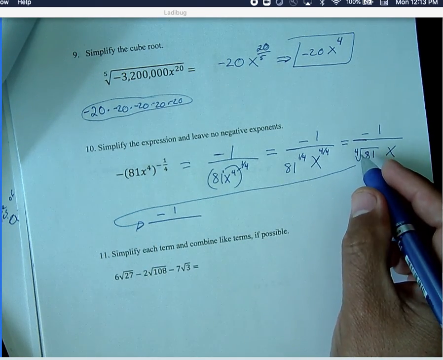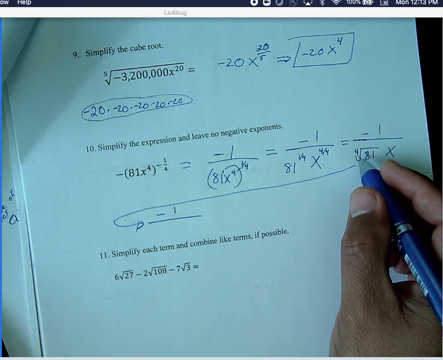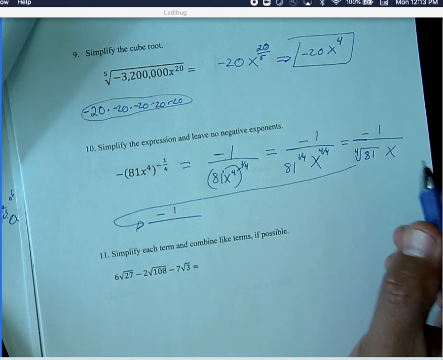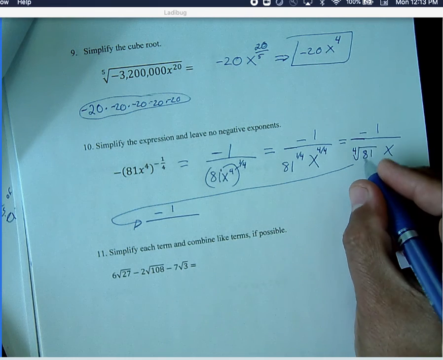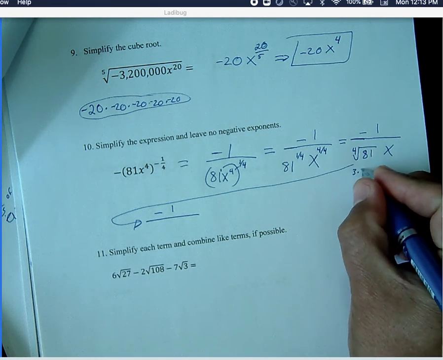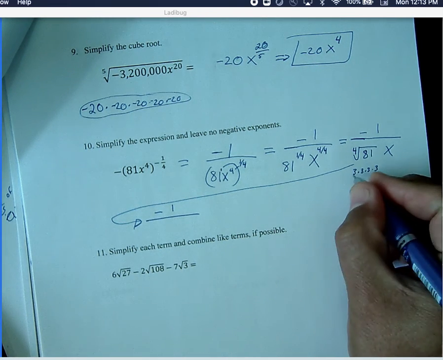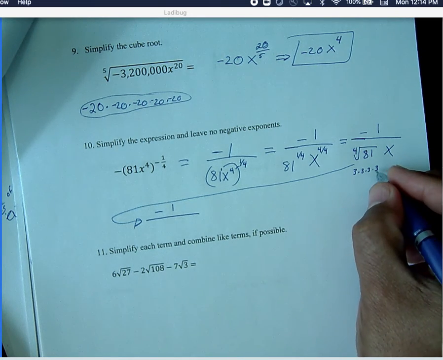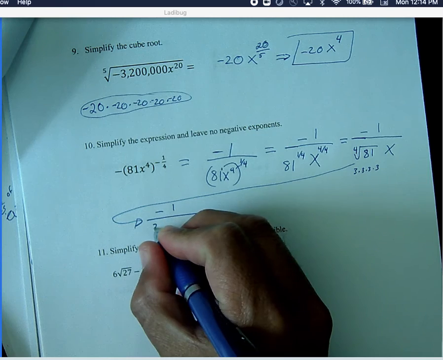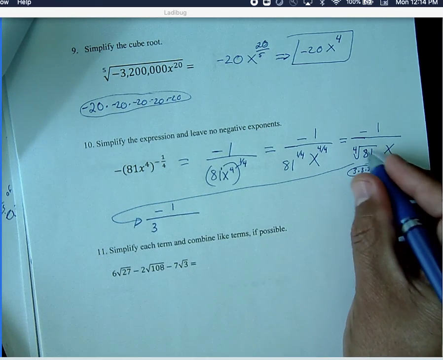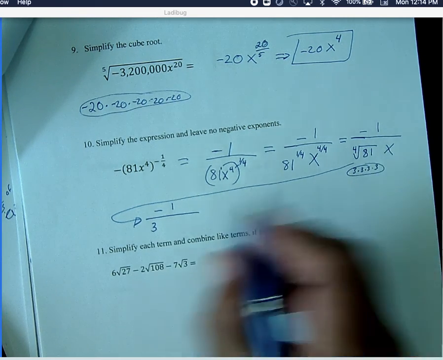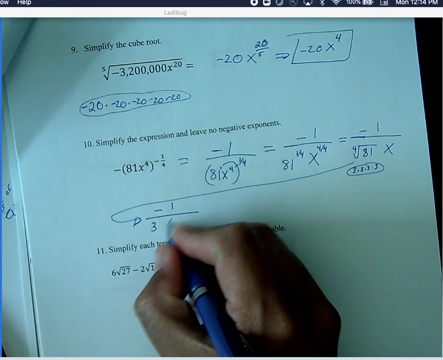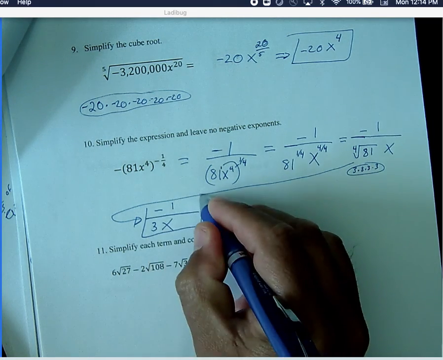So the 4th root of 81. A number that you multiply 4 times that will give you 81. And that would be 3 times 3 times 3 times 3. 3 times 3 is 9. 9 times 3 is 27. 27 times 3 gives you 81. So the 3 is the 4th root of 81. That breaks out of the radical, and then you have the x. And that would be the answer.